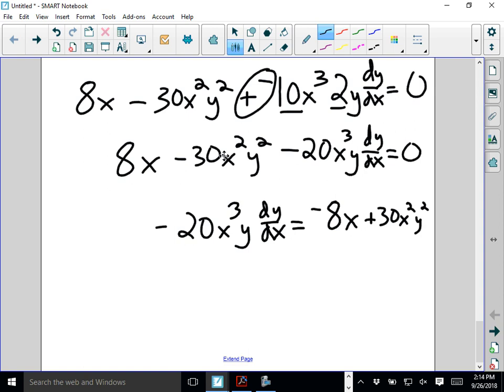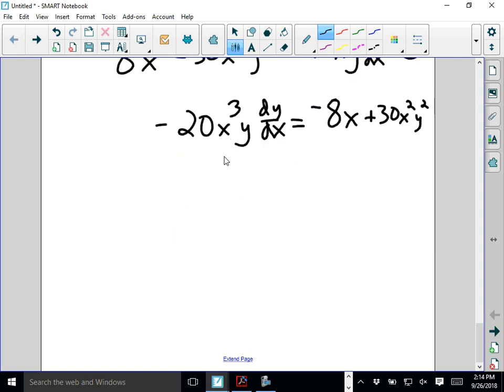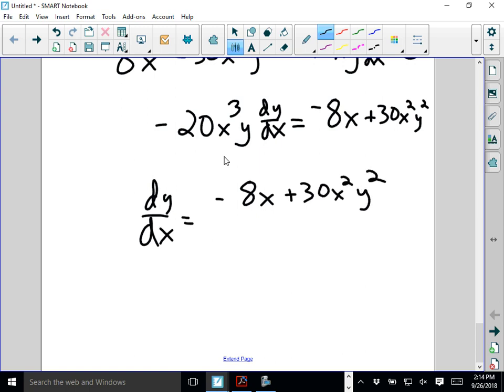Okay, next thing I want to do, to get dy dx alone, is divide by negative 20x cubed y. And I get dy dx equals negative 8x plus 30x squared y squared over negative 20x cubed y. This is the right answer for dy dx. It's just not very simplified. So what I want to do now is divide all those numbers and simplify this thing.